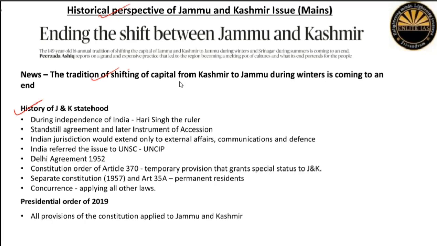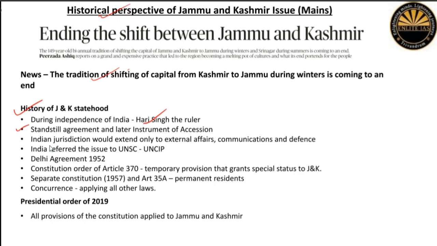You should know that at the time of independence of India, Jammu and Kashmir was a princely state ruled by Hari Singh. And when independence happened, the paramountcy of British crown lapsed and it was up to the ruler to choose to join India or Pakistan. However, Hari Singh at that time decided to not join any country and decided to have a standstill agreement with Pakistan and India. And Kashmir signed a standstill agreement with Pakistan. However, it did not sign any such agreement with India.